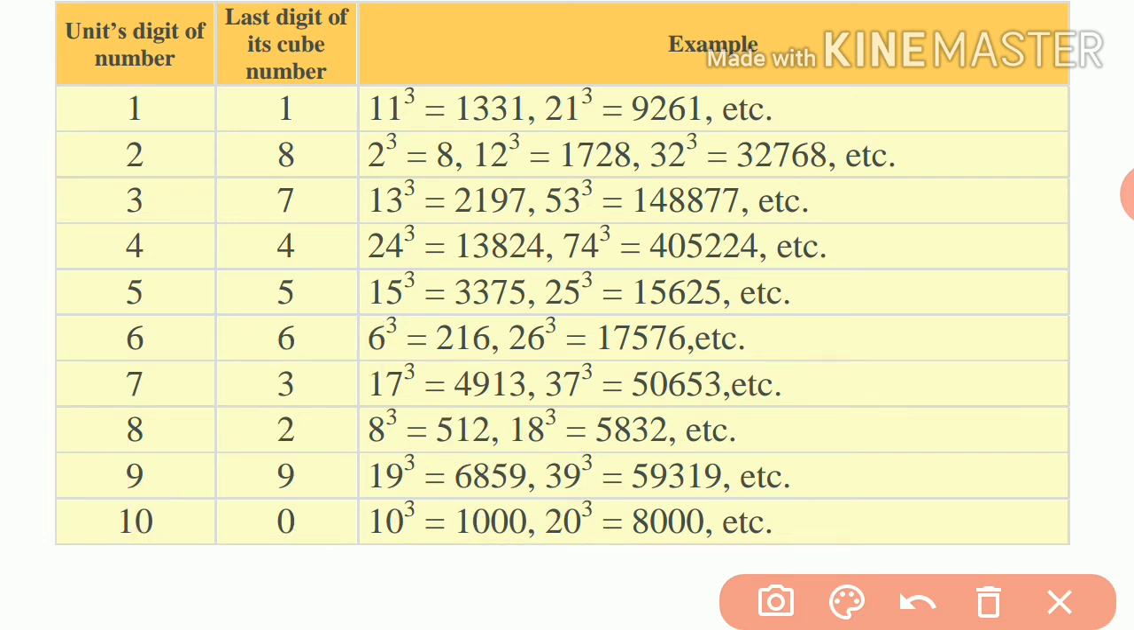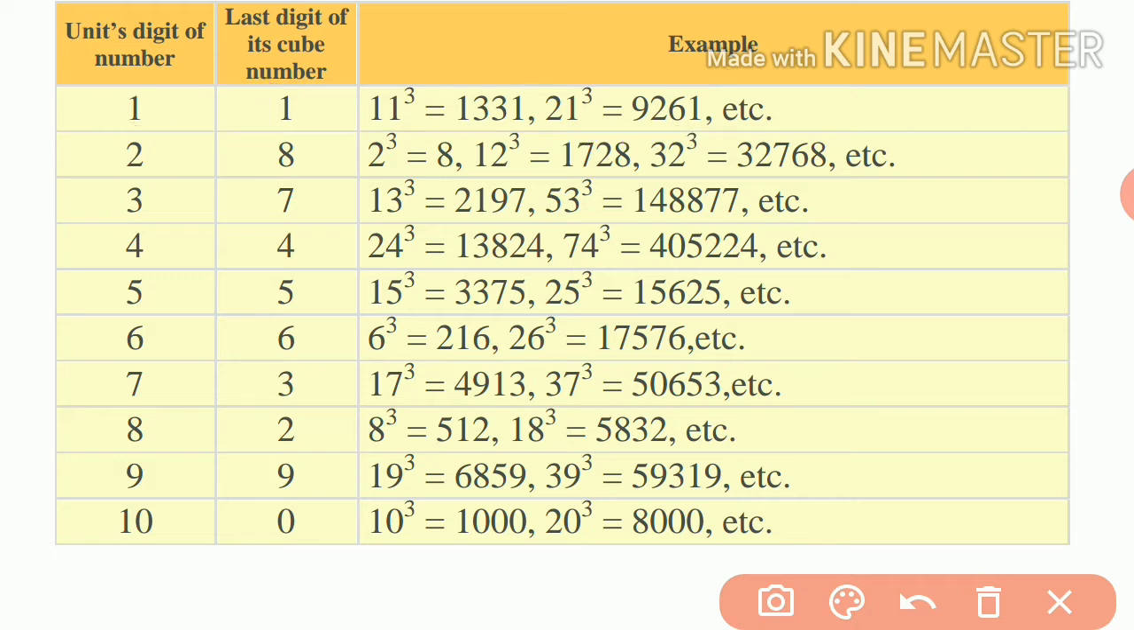So we can say that if we cube a number which ends with 1, then the result will also end with 1. Here the cube of 11 is 1331, this number ends with 1, and this is 21, whose unit digit is 1, and its cube is 9261. Here also the unit digit is 1. So if we cube any number ending with digit 1, then the result will end with digit 1.